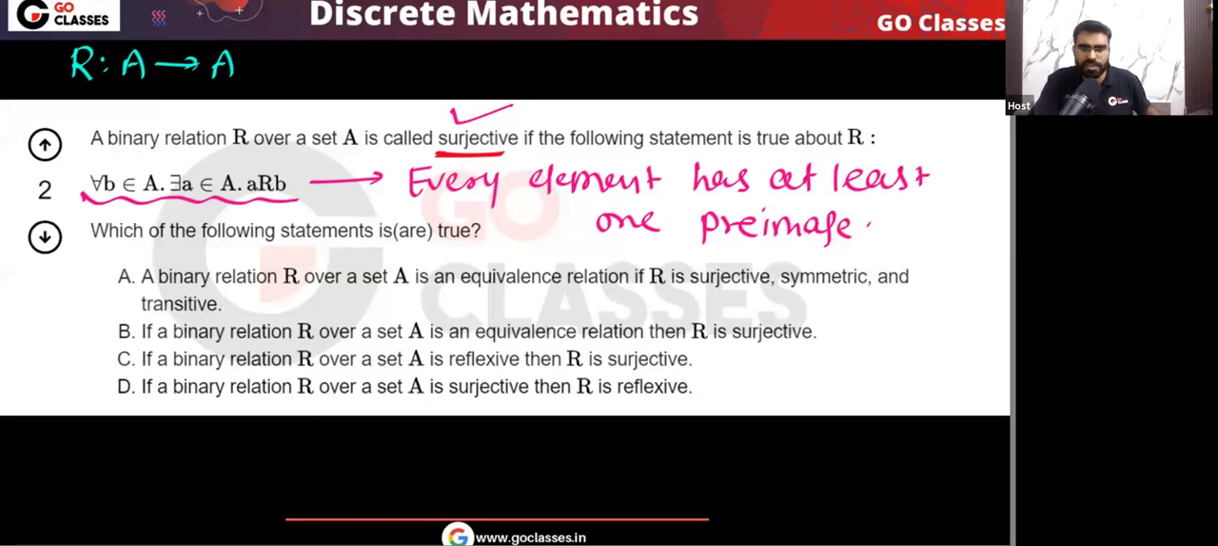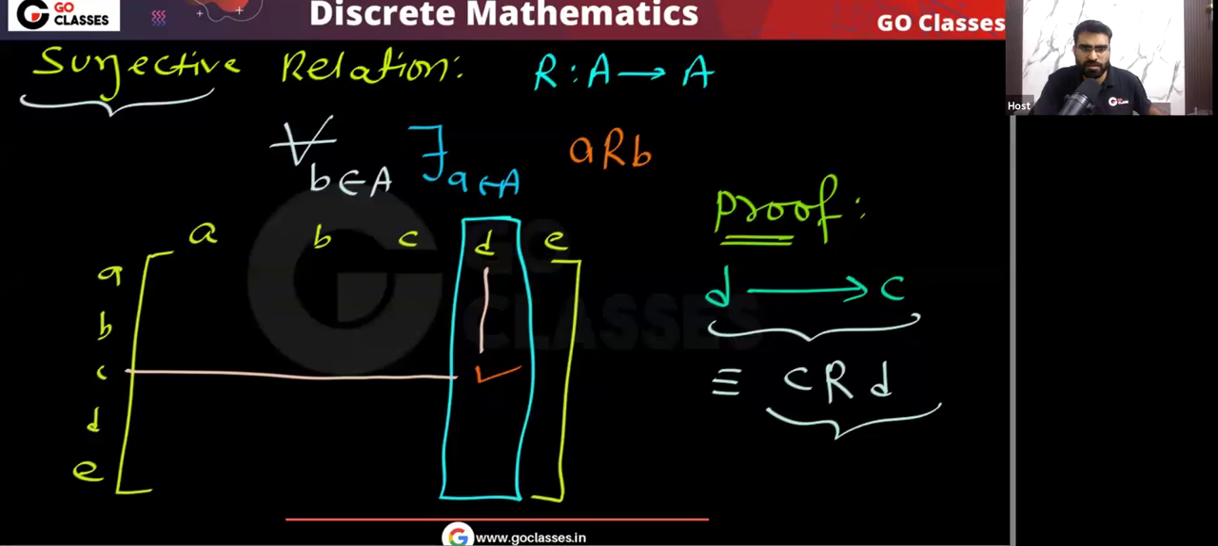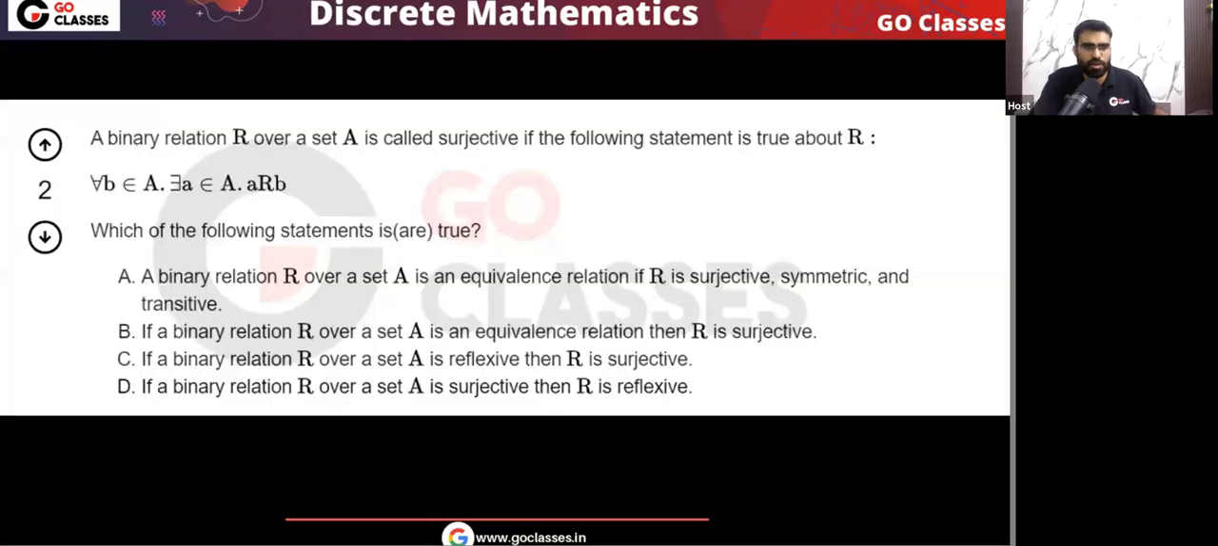So we have understood this relation. Now we are going to solve this question. Let's see each option one by one. So look at the first option. A binary relation over set A is equivalence relation if it is surjective, symmetric, transitive. If I want to prove that R is equivalence relation, then what do I need? For equivalence relation, we need reflexive, symmetric, transitive. And this option is saying that this relation is equivalence relation if R is surjective, symmetric, transitive.